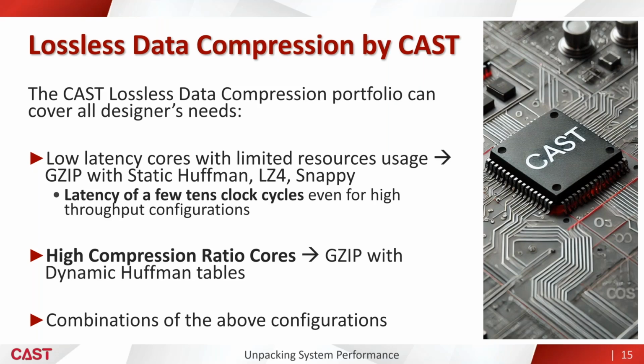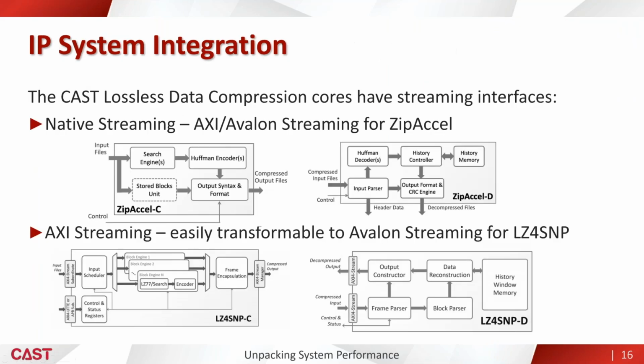And we also offer high compression ratio cores, such as the GZIP with dynamic Huffman tables. And for more complex implementations, we can offer combinations of the above. So let's now switch to actual implementation examples and the integration process.